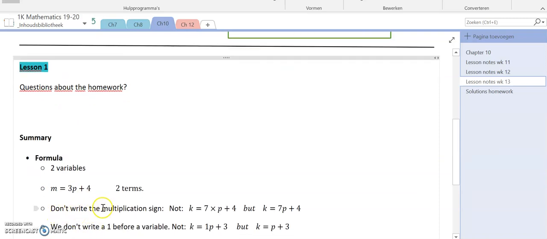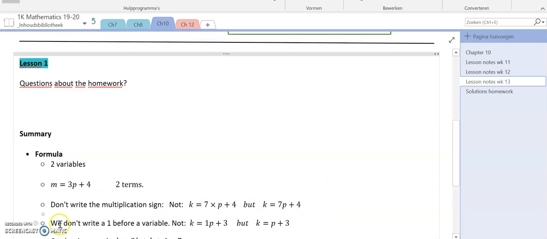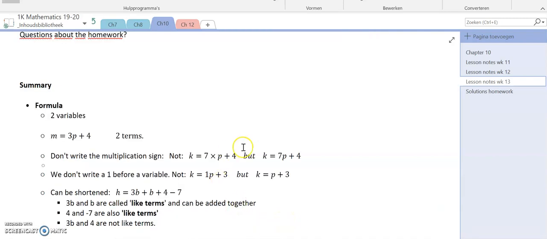We don't write the multiplication sign anymore, so you don't write k is 7 times p plus 4, but you write k is 7p plus 4. So this sign, we don't write it anymore. We also don't write a 1 before a variable, so we don't write k is 1p plus 3, but you write k is p plus 3. Okay, formulas can be shortened.